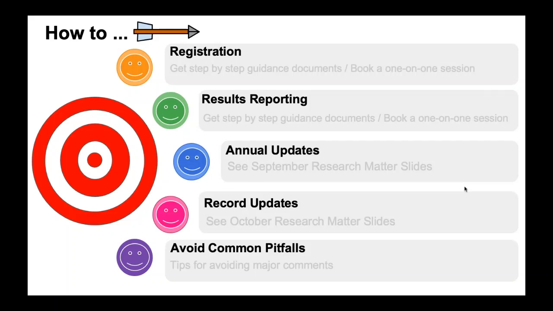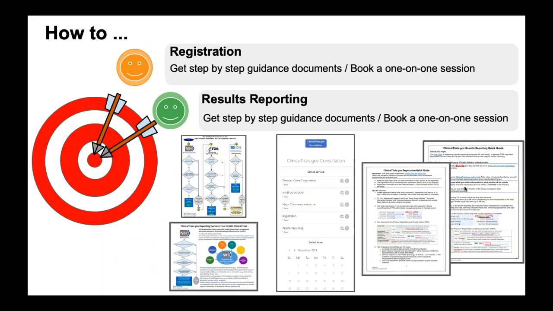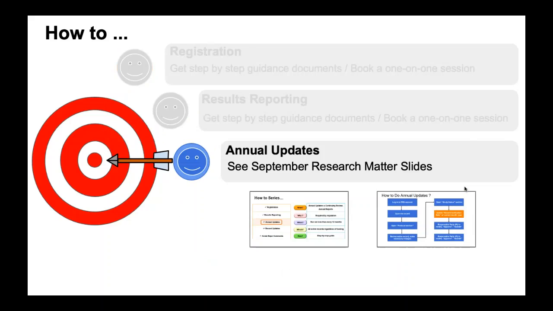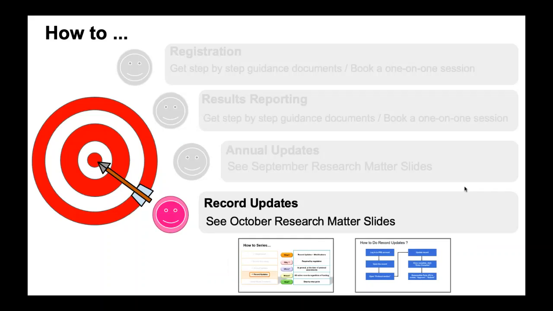We have been doing a how-to series in the previous Research Matters. I talked about how to do the registration and results reporting. We have step-by-step guidance documents and a decision tree, all available on our website. We also introduced our free consultation services, which provide one-on-one training and assistance on registration and results reporting. Then we talked about how to do the annual updates, then how to do the record updates. You can check the previous Research Matters slides and recording for more information.